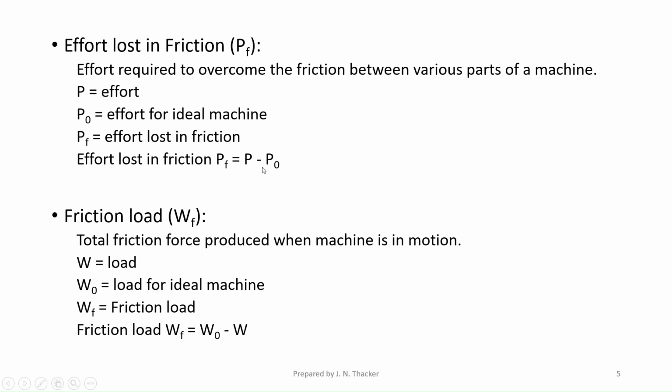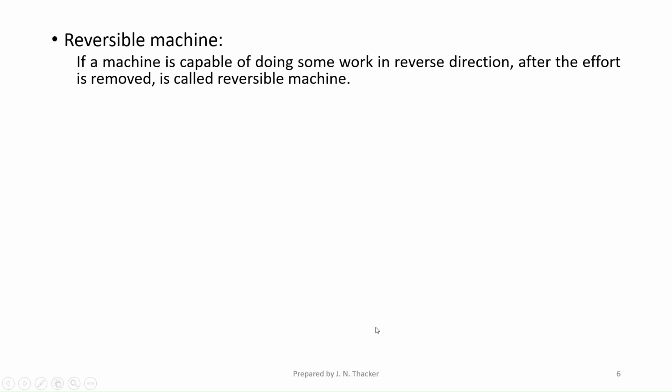Notice this was P minus P0, and this is W0 minus W, because your ideal machine will lift more load. Because it has no friction, it will be lifting more load. So W0 will be the bigger value, W is your smaller value. So friction load will be W0 minus W, that is your friction load.